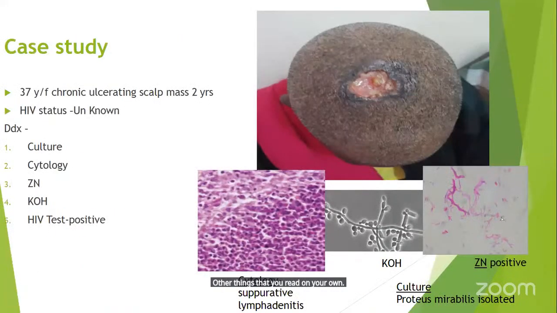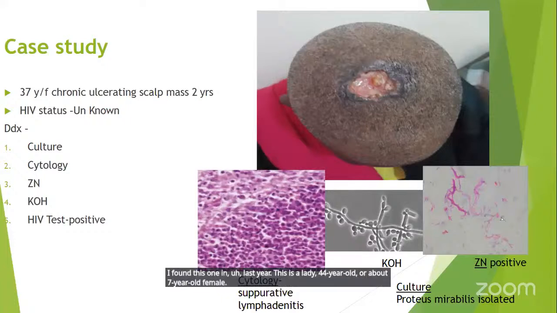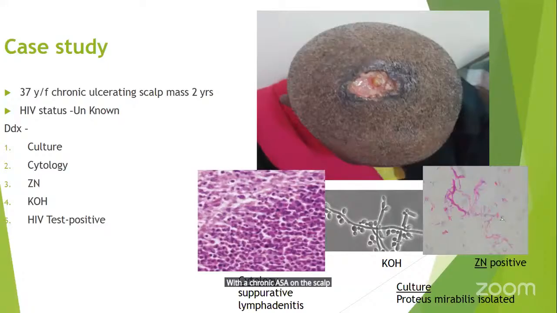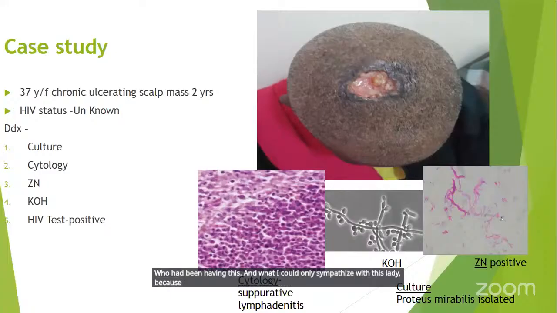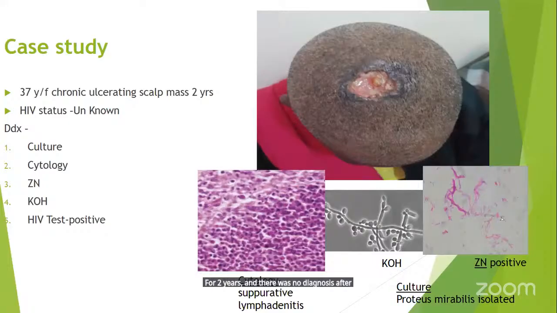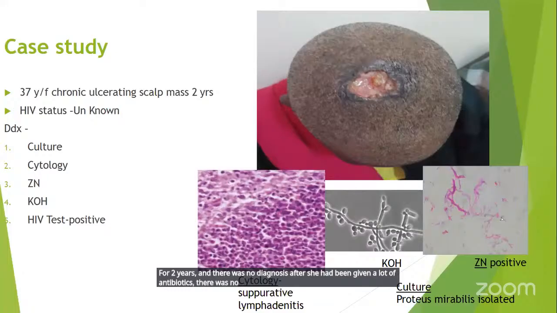This is another case. I found this one last year. This is a lady, a 44-year-old or 37-year-old female with a chronic ulcer on the scalp of the head, like this one, who had been having this mass for 2 years. I could only sympathize with this lady because there was pus streaming on her face and everywhere daily for 2 years. And there was no diagnosis after she had been given a lot of antibiotics. There was no response. So when she came, I had to do a differential diagnosis.